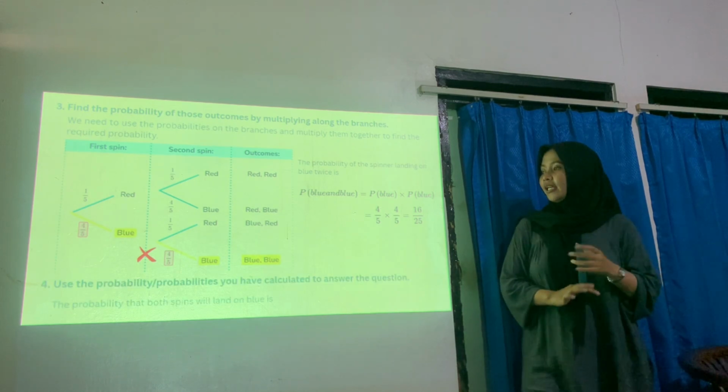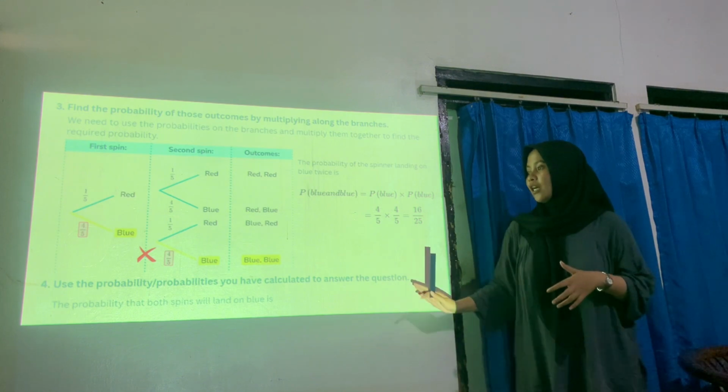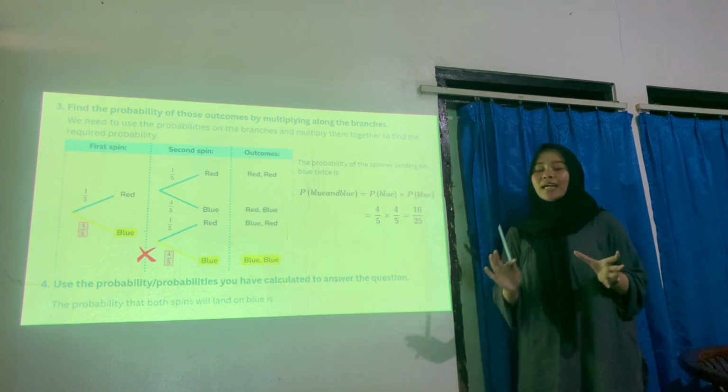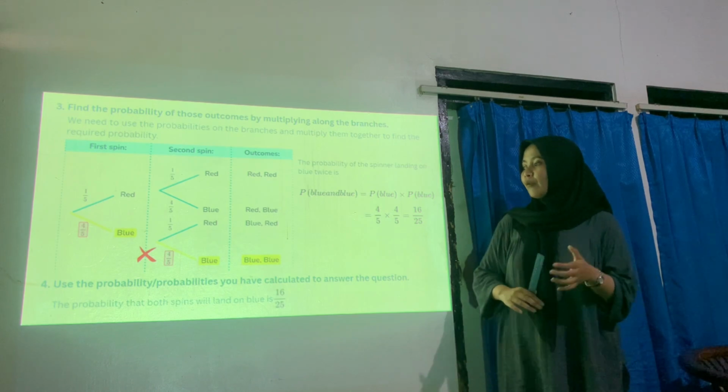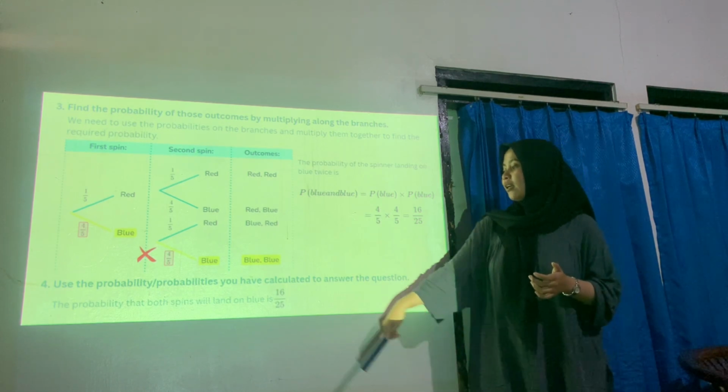Step 4, we use the probabilities we have calculated to answer the question. We know that in the question we should calculate the probability of the spinner landing on blue twice. So the probability that the spins will land on blue twice is 16/25.